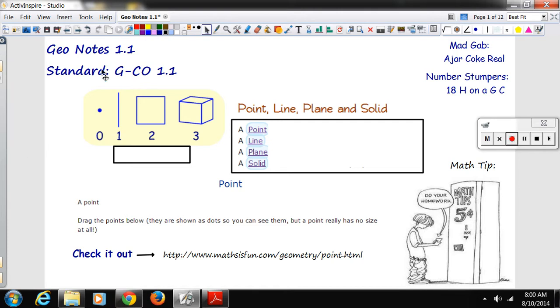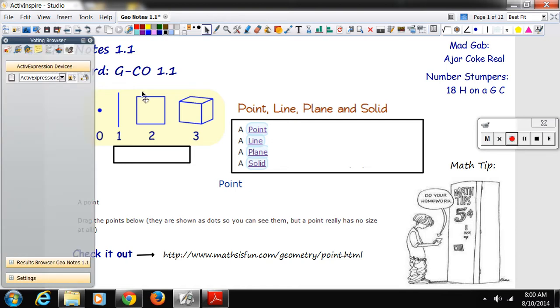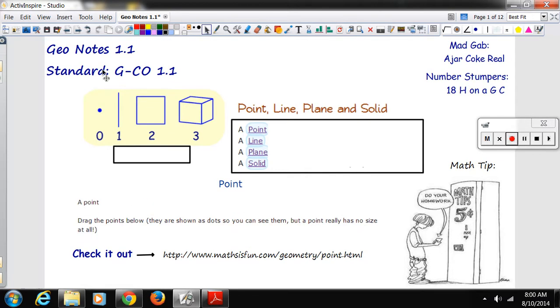First, notes 1.1 are on points, lines, planes, and angles as well. So the first part we want to look at, when we're talking about points, lines, and planes, is different dimensions. A point has no dimensions. It's just a dot. And we're going to talk about a point, filling in some of the blanks here.